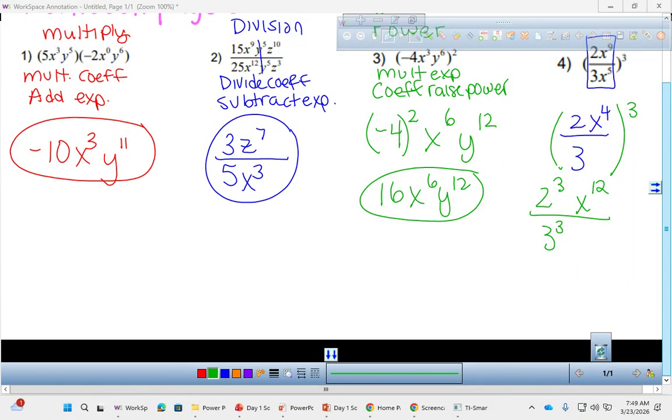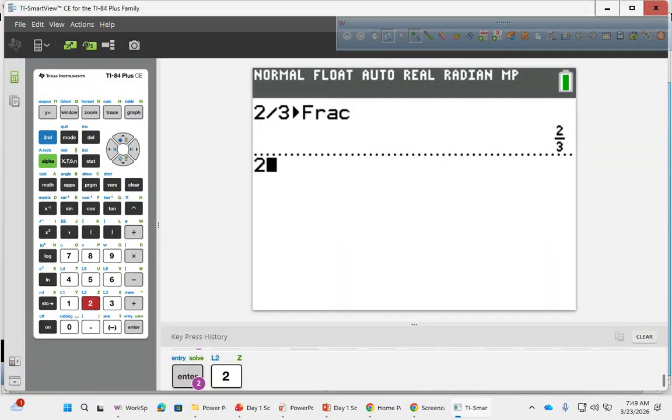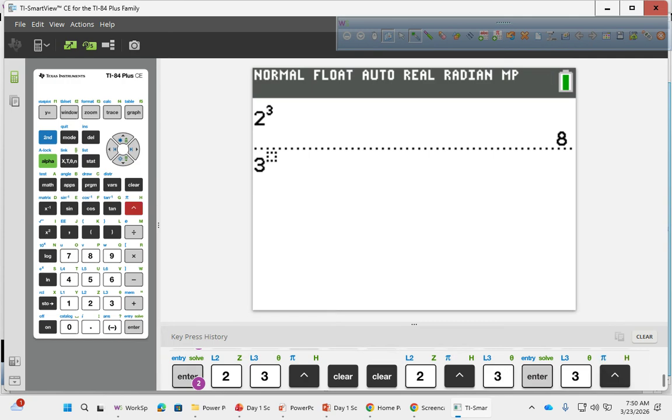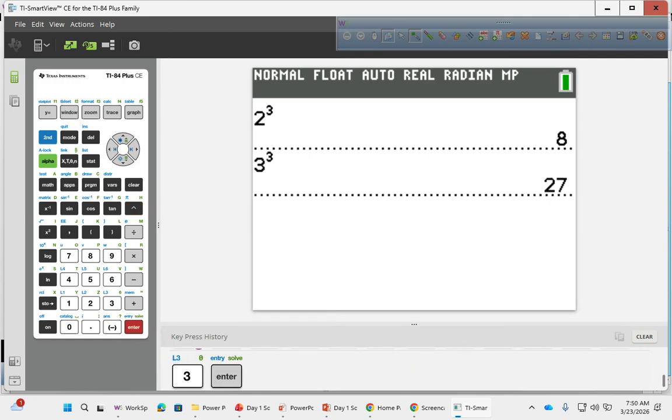And then the only thing I have to do is type 2 to the 3rd and 3 to the 3rd in my calculator. It's not 2 times 3, it's 2, and then the to the power of button is below the clear button. So it looks like this: 2 to the power of 3, 3 to the power of 3. So 8 and 27.